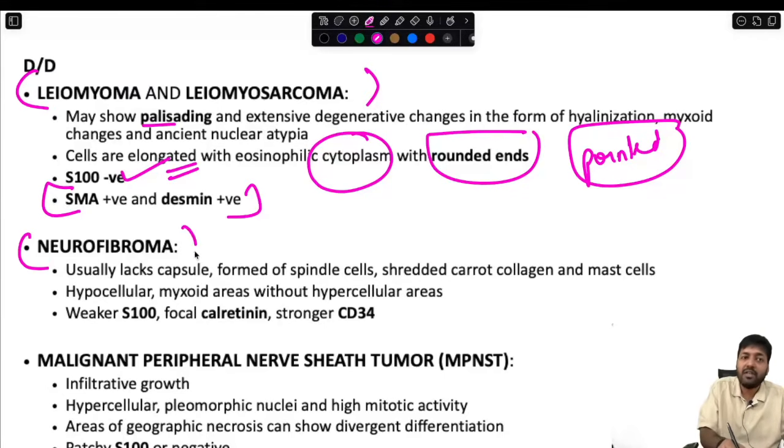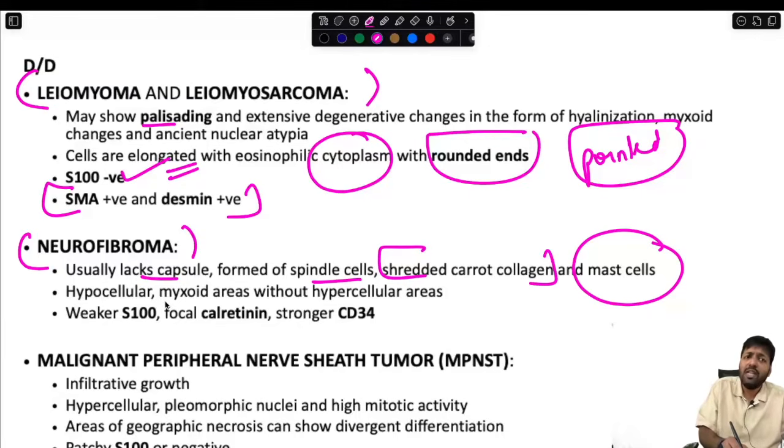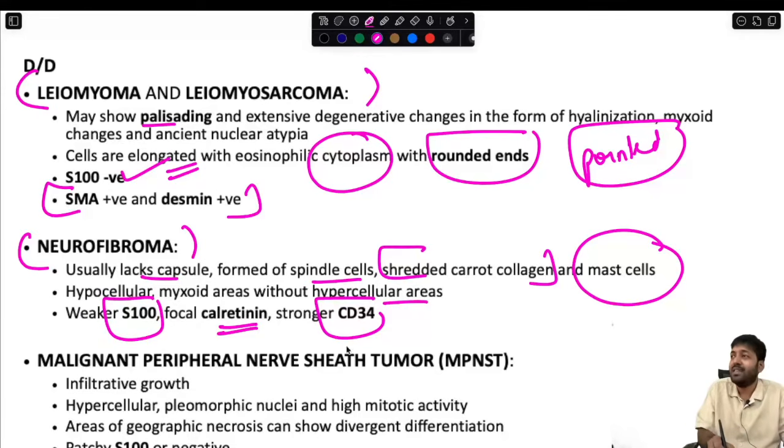Second important differential diagnosis is neurofibroma. Neurofibroma usually lacks the capsule which is present in schwannomas. They are formed of spindle cells, but characteristically they have shredded carrot collagen, and they show presence of mast cells. Usually neurofibroma is hypocellular, showing myxoid areas without any hypercellular areas, unlike schwannomas, and they have a weaker S100, focal calretinin and very strong CD34 positivity in comparison to schwannomas.